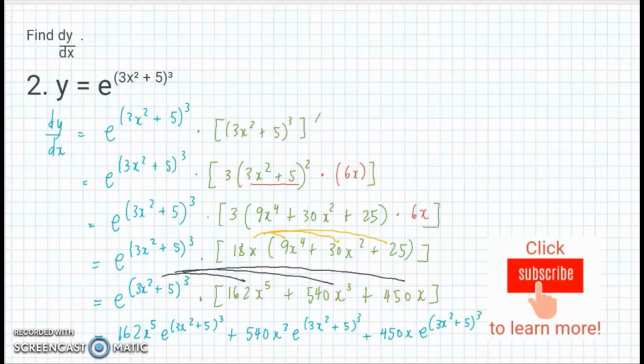Actually, you can interchange this x term here and this e term here. It would be 162 e raised to (3x squared plus 5) cubed x raised to 5. And same with the other terms. But this, I think, is already accepted. So let me just emphasize our final answer for this example.